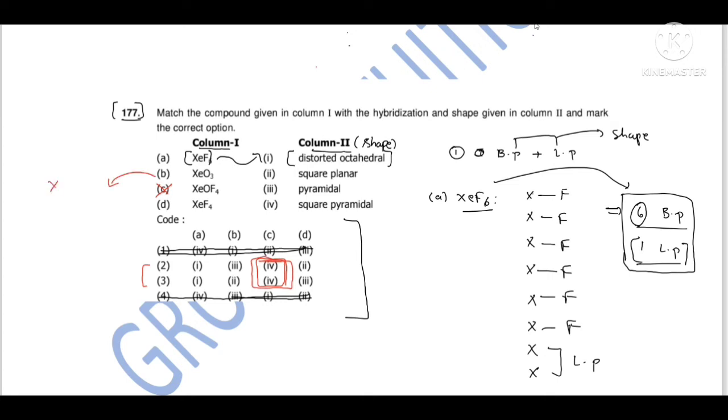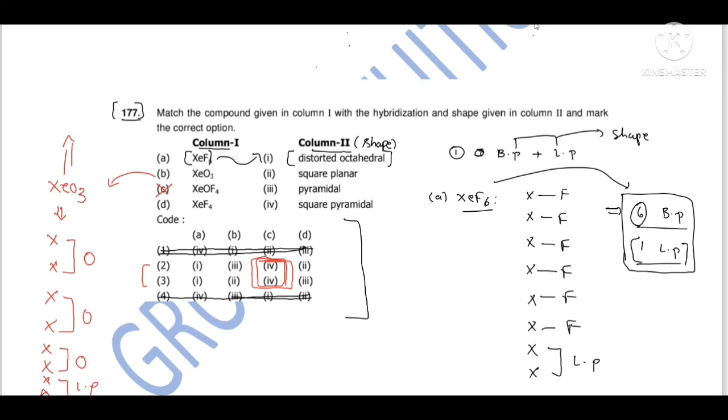That means XeO3. We know that xenon belongs to group 18. Its outermost electrons are 8. 1, 2, 3, 4, 5, 6, 7 and 8. We know that it requires 2 electrons from xenon to make a bond with oxygen. Here 1 oxygen requires 2 electrons. Here 3 oxygens are present. Totally 6 electrons are required to bond with oxygen. Here 1 lone pair of electrons is present.